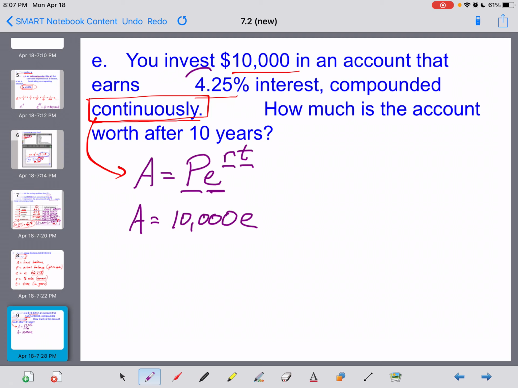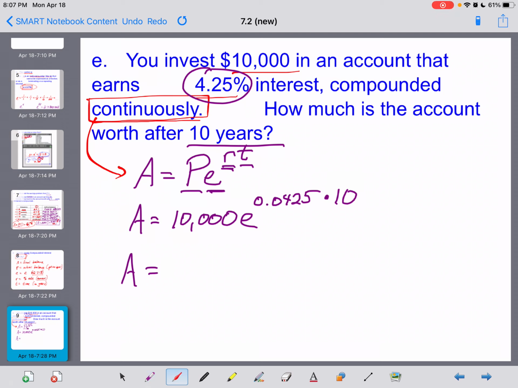R is your interest rate, 4.25%, but that needs to be expressed as a decimal. Move it 2 to the left, or you could go to your calculator and type in 4.25 divided by 100. That's going to be 0.0425. So all of that is the R value, and then that gets multiplied by T, which is going to be 10 years. That's it, guys. Everything on the right is a constant. The only unknown is on the left, so it's calculator time.